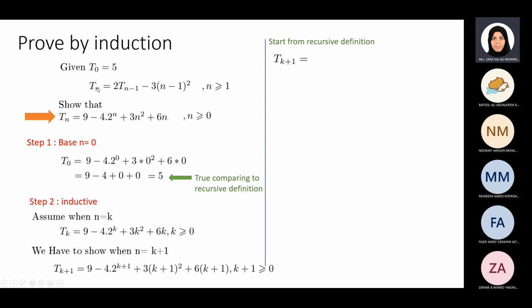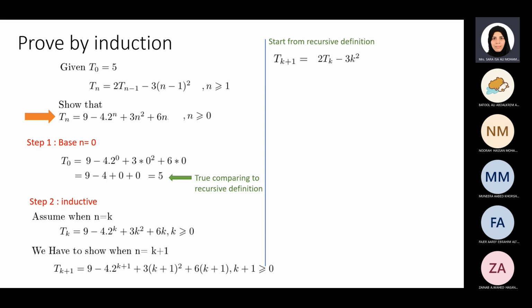So 2k plus 1 equals 2 times tk plus 1 minus 1, where tk is the previous term, minus 3 times k plus 1 minus 1 all squared, which is 3k squared. So I start my proof from the recursive definition. Then I will forget the recursive definition. I don't care about it now.